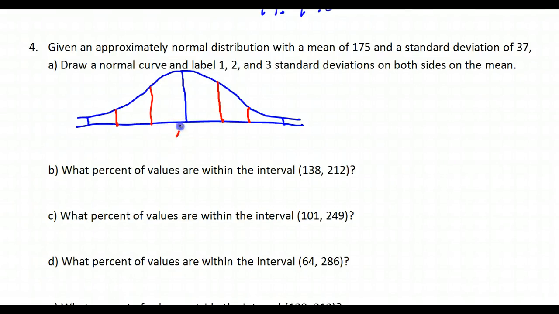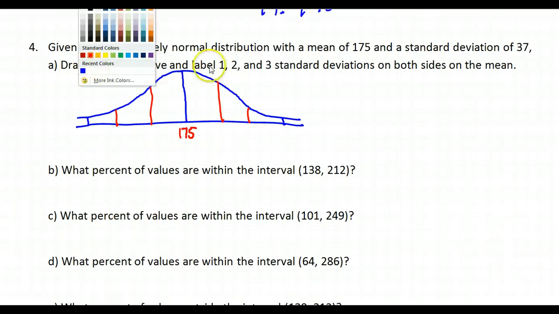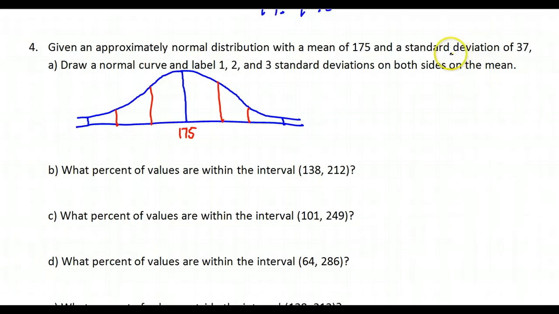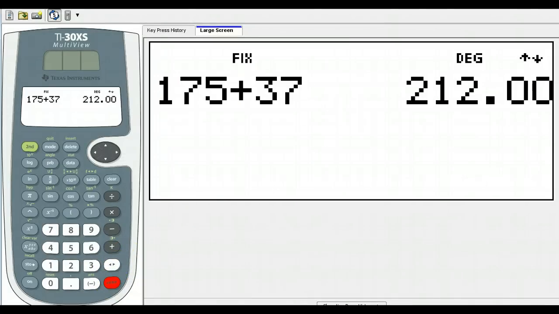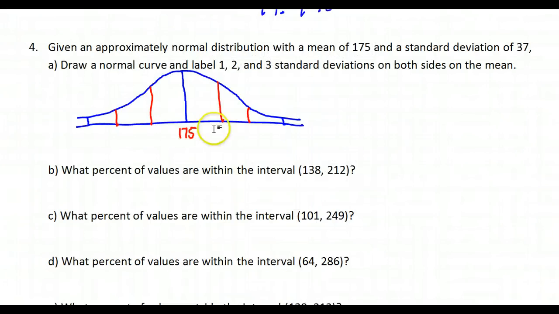So this is going to be the mean right here. The mean is 175. So I'll put 175 right there. Now, the standard deviation is 37. So that means this number should go up by 37 every time I go to the right. So what's 175 plus 37? Well, that's 212. Okay, so that means that this will be 212, and we'll just keep going up by 37 each time.